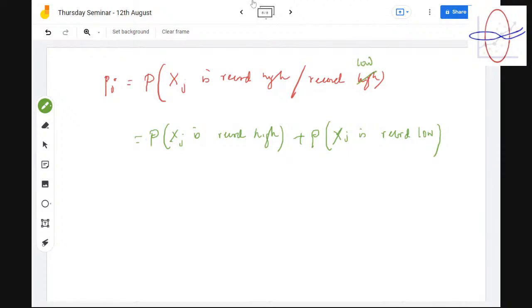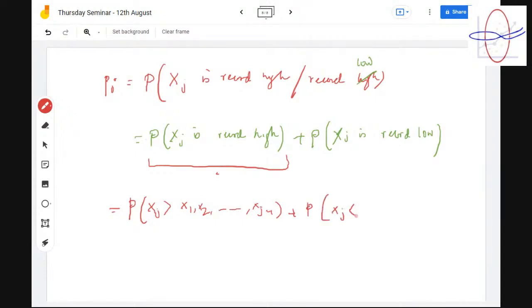All of you understood the steps, guys? It's very easy. We will calculate just one of them, and the other will be a reflection, just the same, because they're IID. So what does it mean? xj is a record high means xj is greater than all the others, x1 through xj minus 1. Plus the probability xj is less than x1 through xj minus 1.